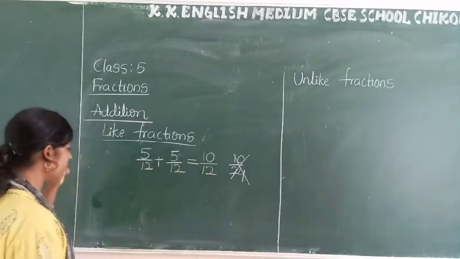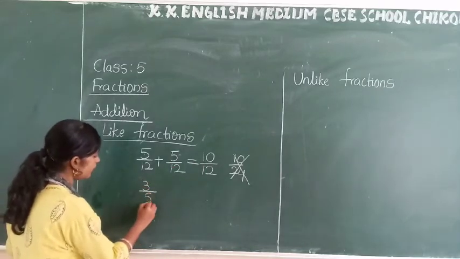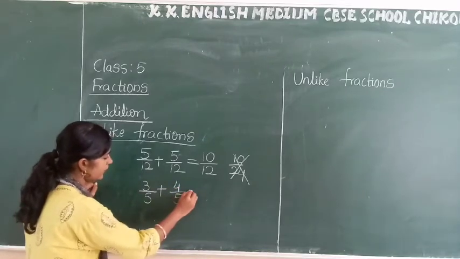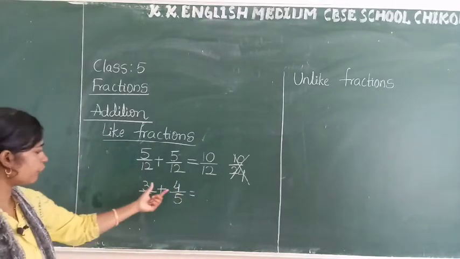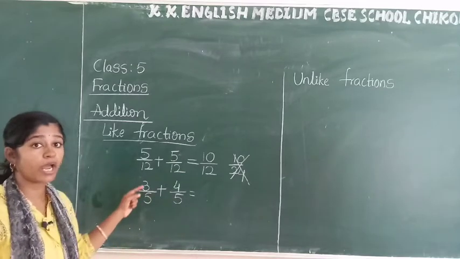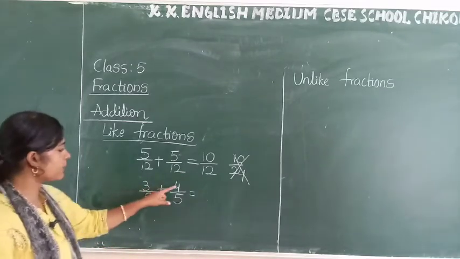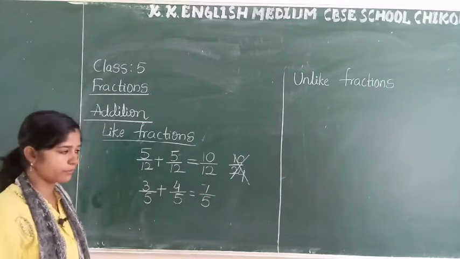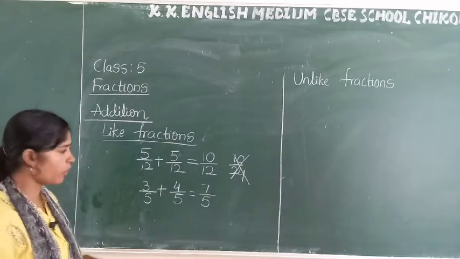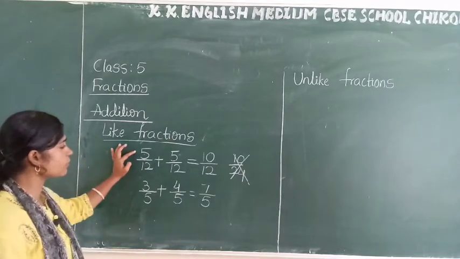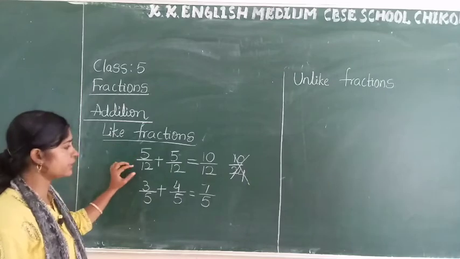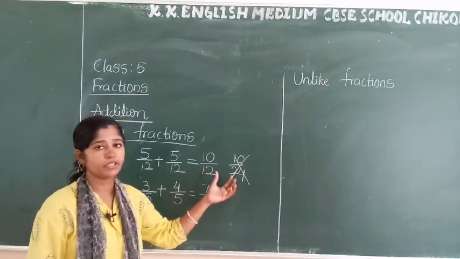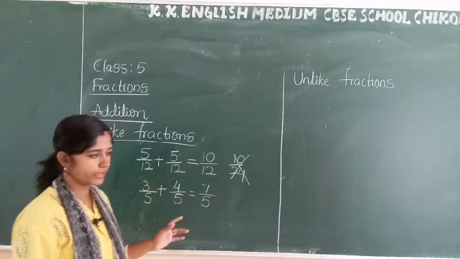Take one more problem here. 3/5 plus 3/5 plus 4/5. See here, 3/5 and 4/5 are there. Here you have to add only the numerators. 3 plus 4 is how much here? 7, and 5 you have to keep as it is. I hope you are understanding my points. When you are adding like fractions, you add only the numerators. There is no need to add the denominators. Most of the students add the denominators also, but you don't make that mistake.